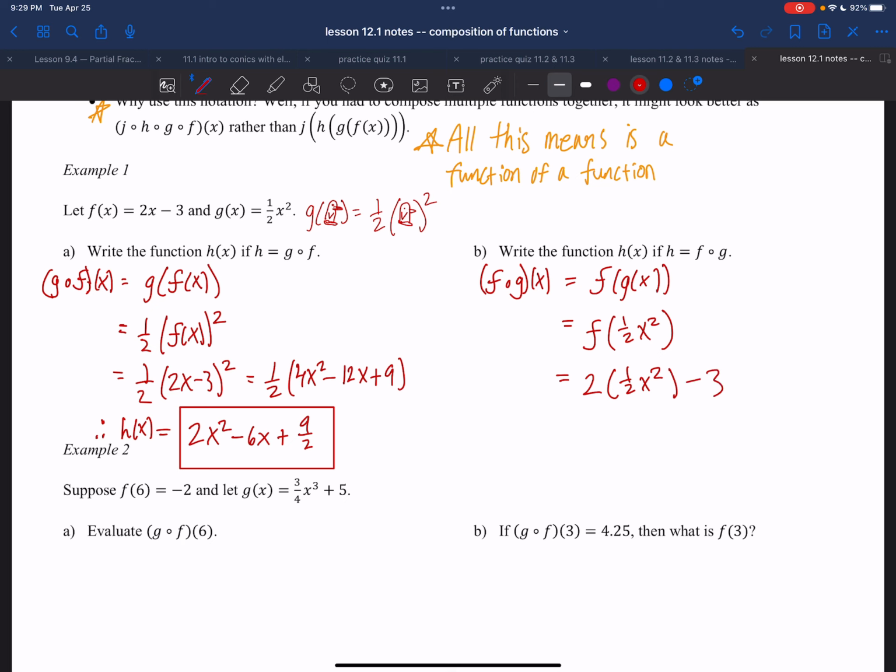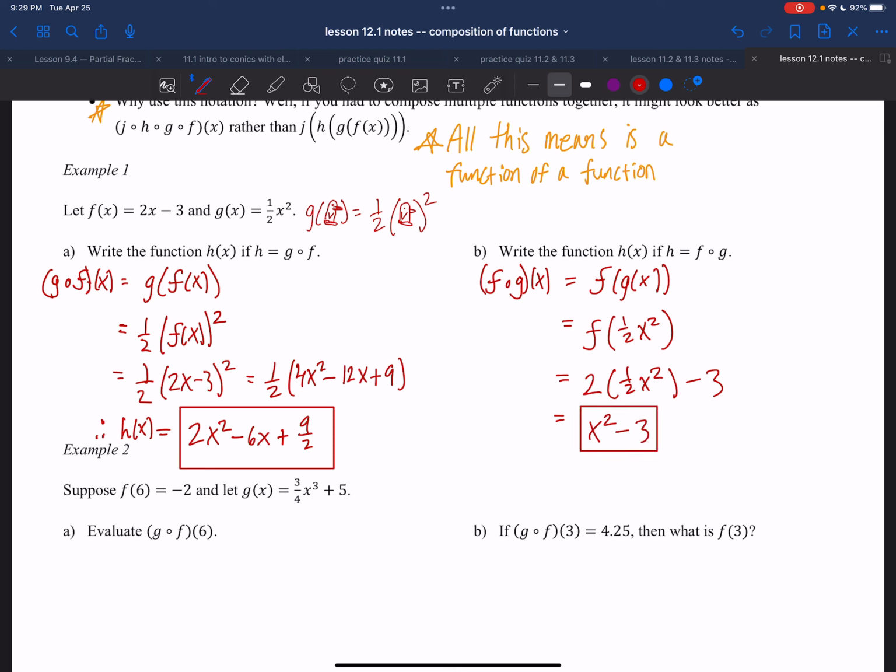And so this is maybe why I prefer the other notation, because then you could see this is the same as saying 2 times g of x minus 3. So you see what I mean? It's the same thing. And then I'll just distribute the 2. It's x squared minus 3, and we're done.